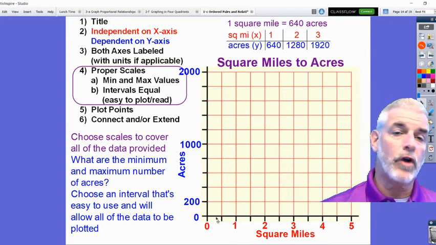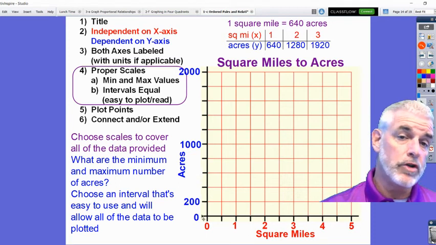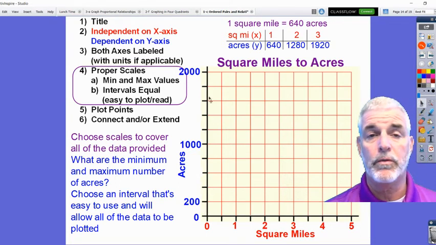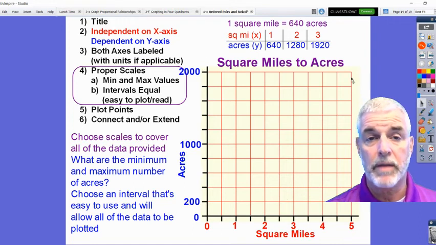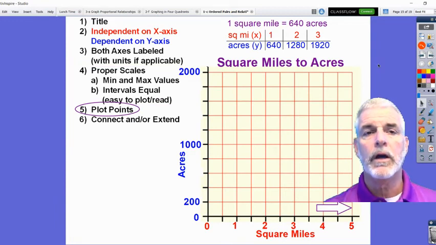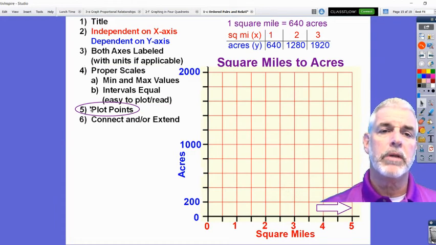Okay, you do not have to start at 0 on the y-axis. Okay, if you don't start at 0 and you have like a break here, you put little lightning bolts in here. I don't know if we'll see any of those, but sometime you might. Okay, you don't have to start at 0. Okay, next step, plot the points.